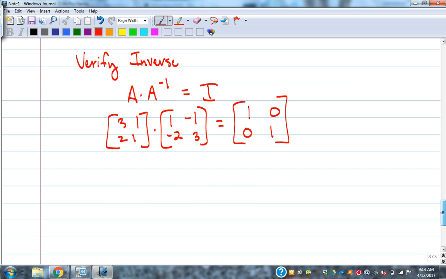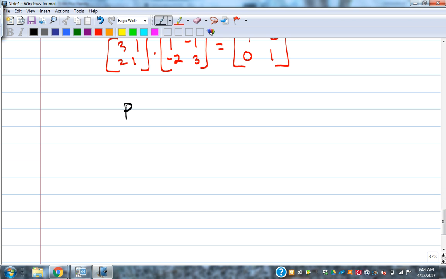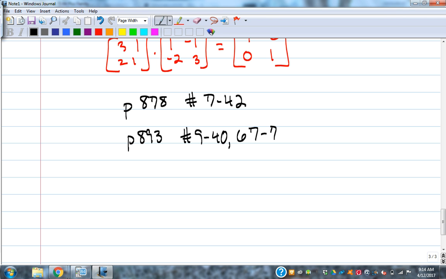All right. So the problems I would like for you to look at are on page 878, 7 through 42, page 893, 9 through 40, then skip a bunch to 67 through 70.